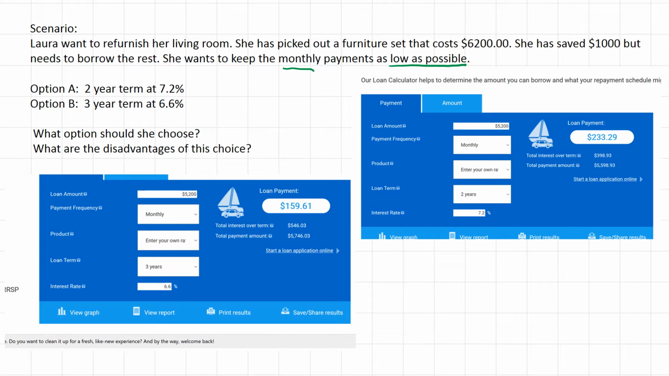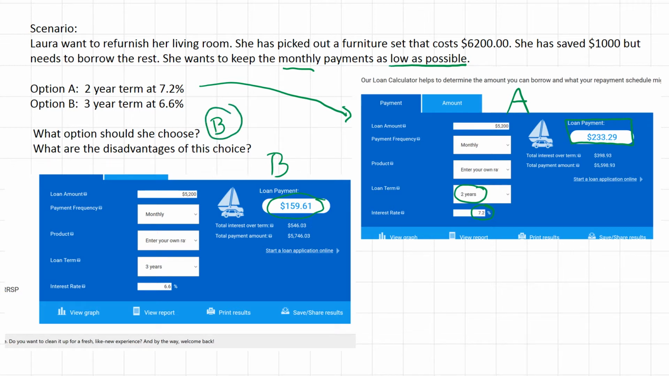The loan payment here, she's going to be spending $233.29. That's for option A. So this one is option A. How do I know it's A? Because it's 2 years and 7.2%. And here's option B, and she's only spending $159.61. So what option should she choose? B. But with every choice, you've got to take the advantages and disadvantages.